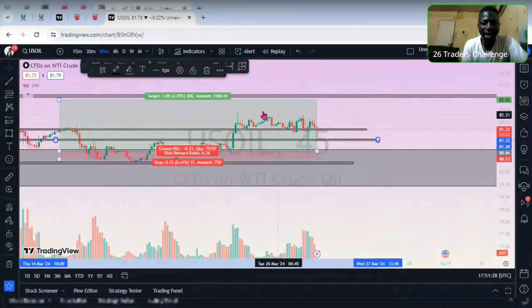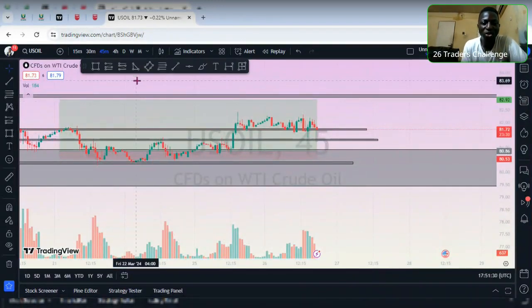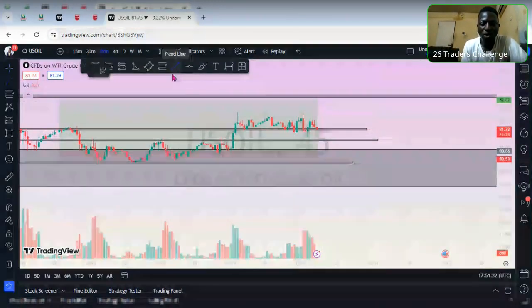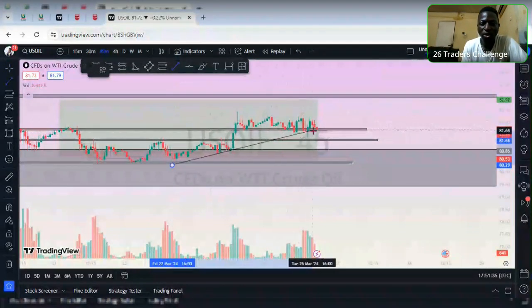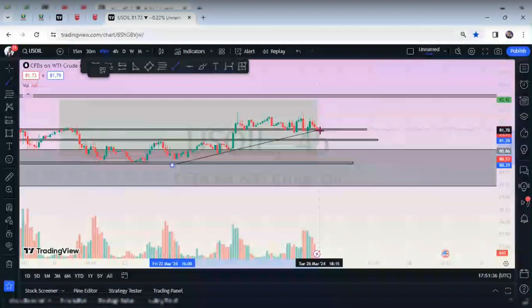And using trend line as well, this market is still showing a very strong uptrend. Even on this 45 minutes, look at trend line reactions here, holding so much. Market is in an uptrend.